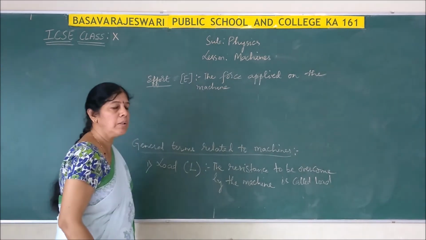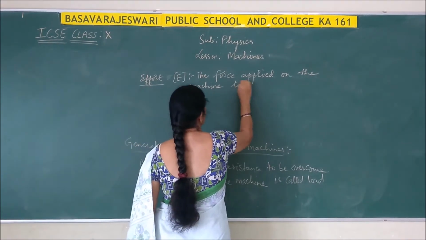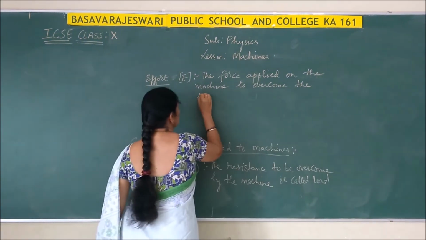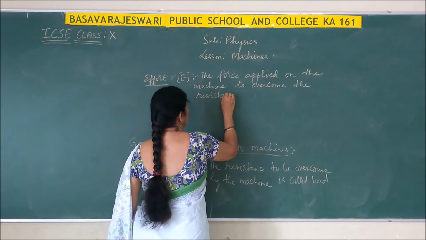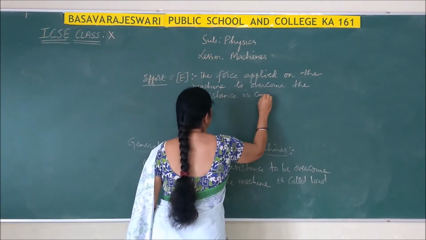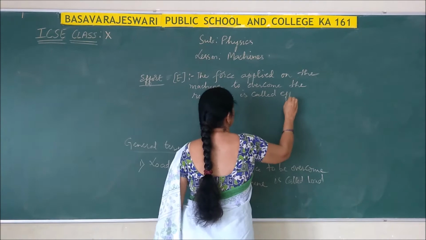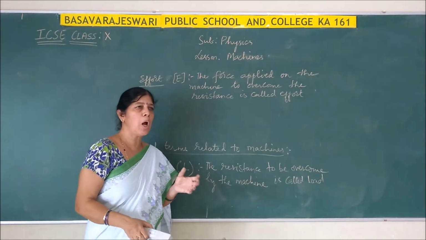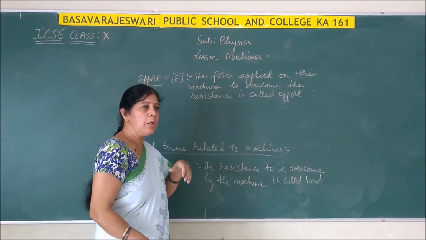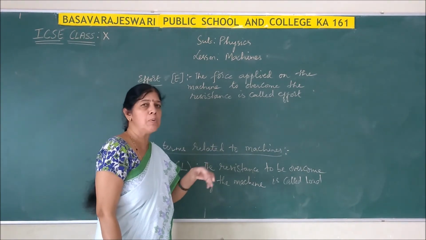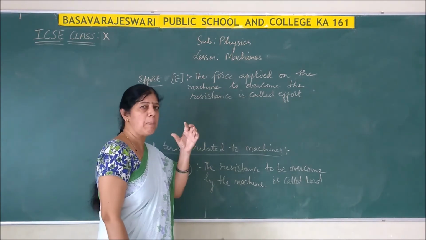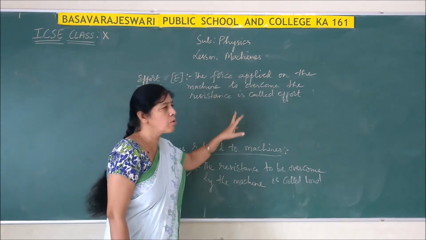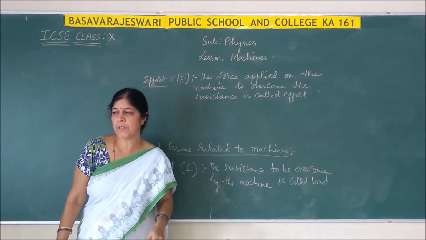The force applied on the machine to overcome the resistance is called effort. So when you want to lift some load, you have to apply some force, is it not? And you are not applying force manually. Here you are using a machine. By using the machine, you are applying some force. That force applied on the machine to overcome the resistance is called the effort. Note down this definition, children.